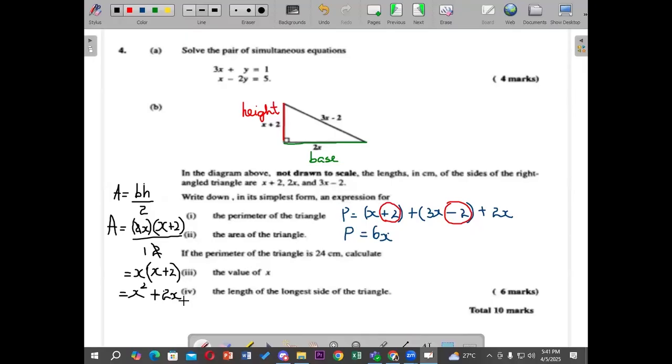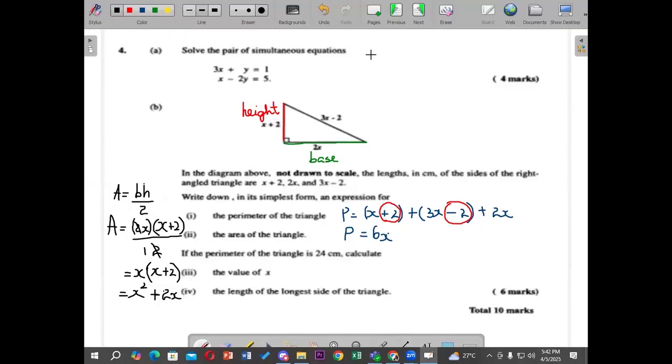If the perimeter of the triangle is 24 centimeters, so they want us now to use this information and use what we know to calculate the value of x and then get the length of the longest side of the triangle. So if the perimeter of the triangle is 24 centimeters, how are we going to find the value of x? What should we do? Anybody, what should we do?